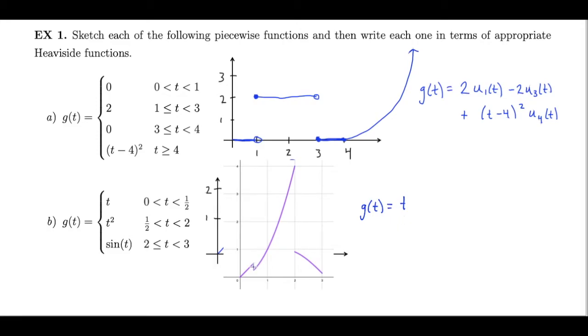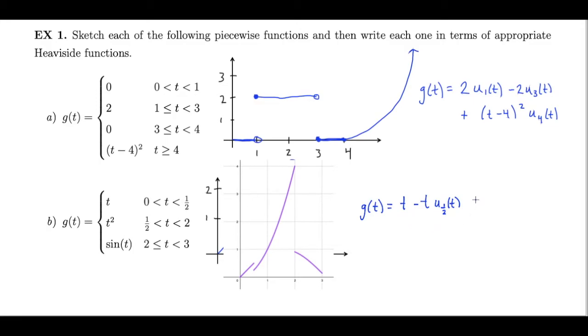But then notice that I do have to turn that t off at a time value of 1/2. So I will have to subtract off t times u sub 1/2 of t. At t equals 1/2, I'll turn on t squared, and then I'll turn it off at t equals 2. So kind of a common trick, and you can actually see it structurally here. See how I could factor a t out of this?